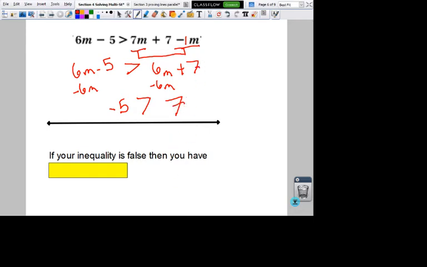False. Is that false, right? No solution. You just have to do the first step to know this is no solution.